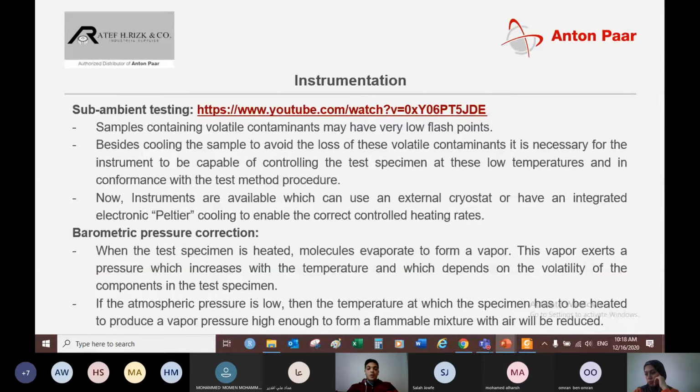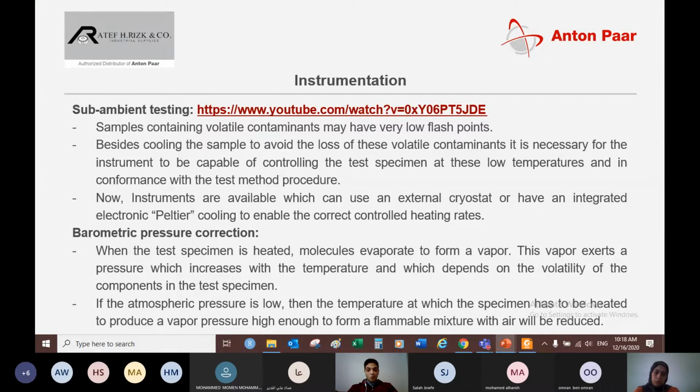All right. What about the samples that have volatile contaminants? These samples have very low flash points, and sometimes we need to go below ambient conditions to measure the flash point. This is why we need a cooling system to reduce the temperature and also to control the rate at these low temperatures.